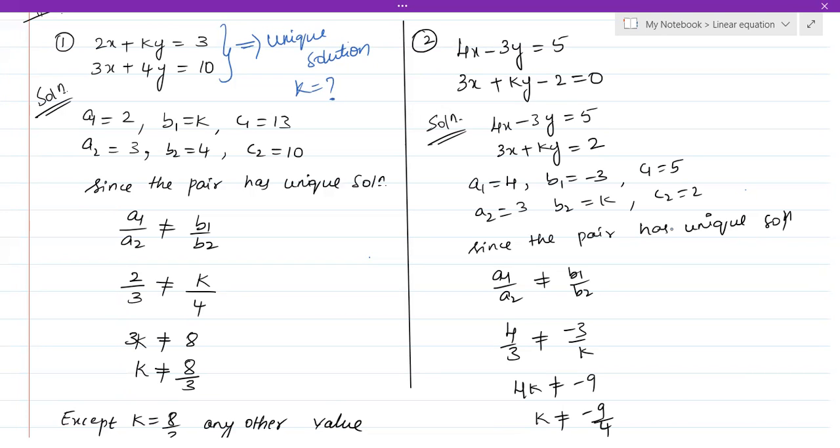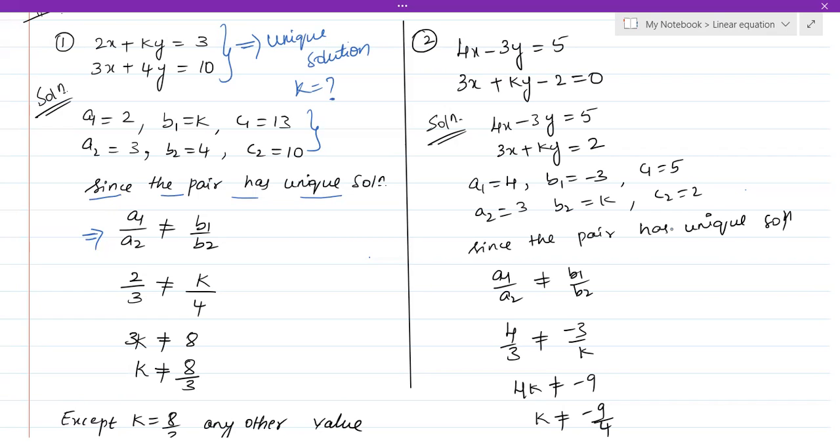So what we are going to do is the same stuff, a1, b1, c1, a2, b2, c2. a1 is 2, b1 is k, c1 is 3. Similarly, a2, b2, c2. We have already found it here. Okay. Now, since the pair has a unique solution, it is given in the question itself, isn't it? We can use this condition: a1 by a2 will not be equal to b1 by b2. If the pair is having a unique solution, obviously this is the condition that is satisfied.